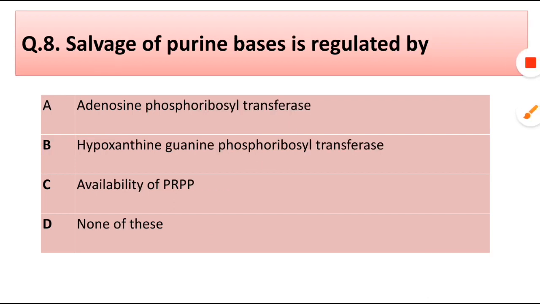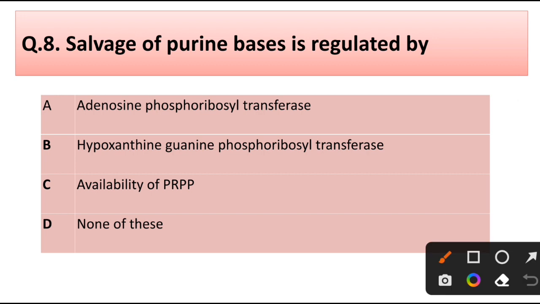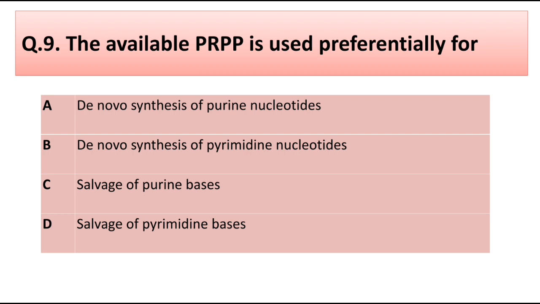Question number 8. Salvage of purine base is regulated by adenine phosphoribosyl transferase, hypoxanthine guanine phosphoribosyl transferase, or availability of PRPP. Correct answer is option C, availability of PRPP.